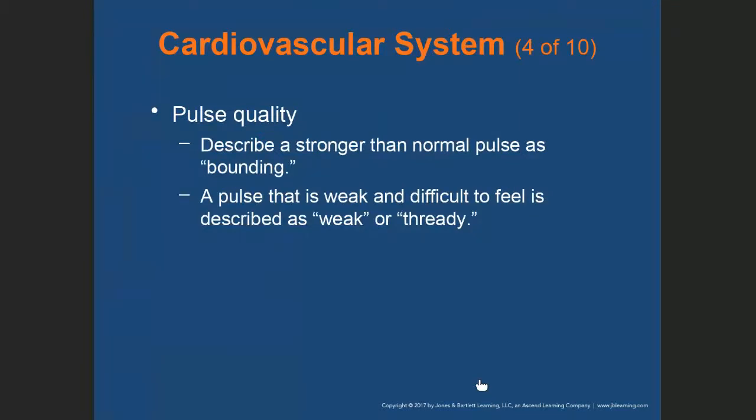So we will look at the quality of the pulse. It can be described as stronger than normal, which is a bounding pulse. It can be a pulse that is weak and difficult to feel. This is described as weak and/or thready.